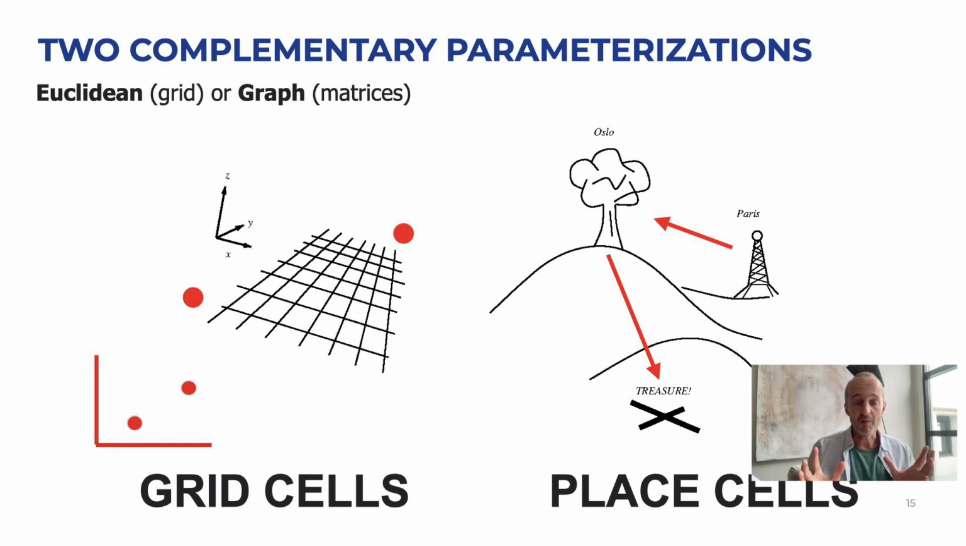And if any of you know about neuroscience, brains, you know that we have two kinds of cells in our brains to remember these two methods. We have grid cells for measuring distances and place cells for remembering the identity of locations.